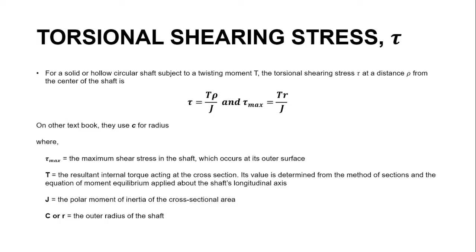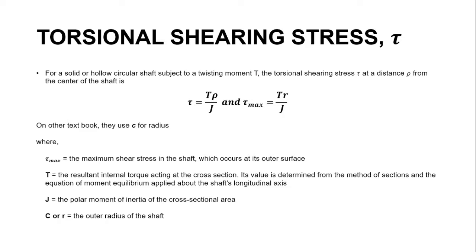So ano ba yung pinagkaiba nito? So yung rho dito is the notion lang naman siya. Sa ibang libro, ginagamit dito is R or C, which is sabi dito is yung outer radius ng shaft. So dito ang ano natin for tau max, the maximum shear stress in the shaft, which occurs in the outer surface. So yung T naman natin is the resultant internal torque acting at the cross section.